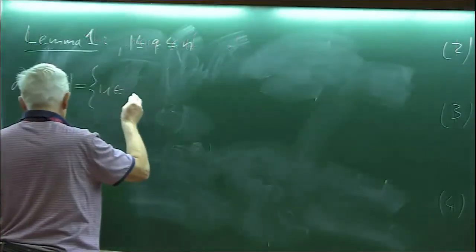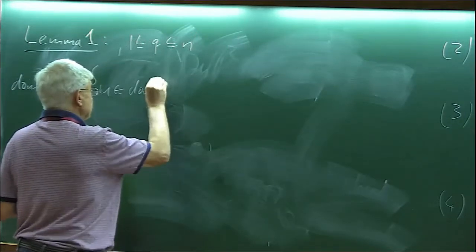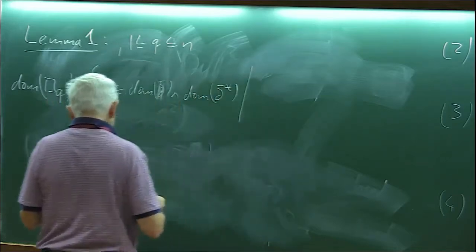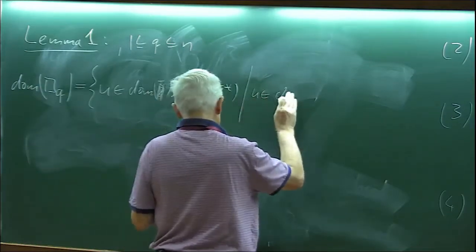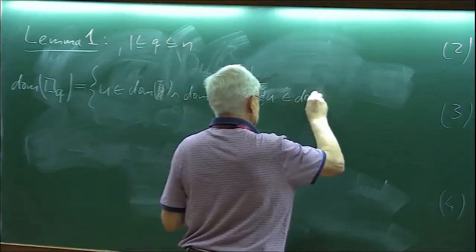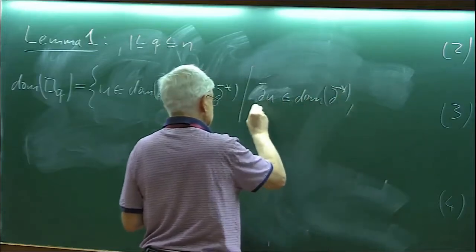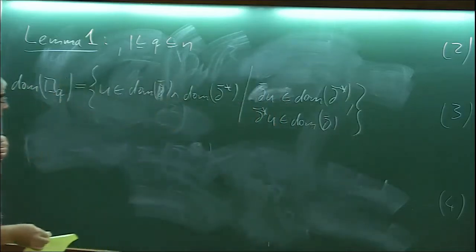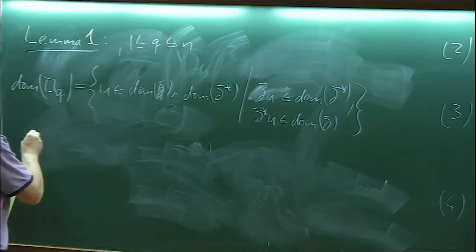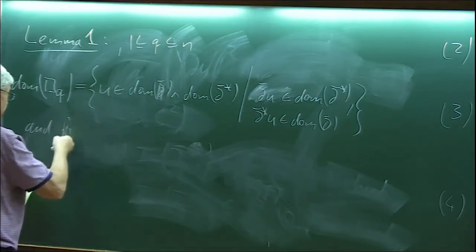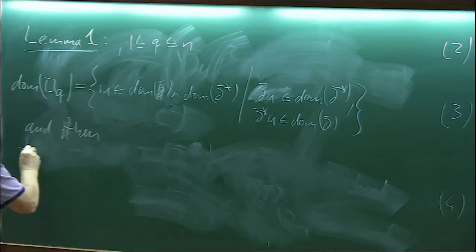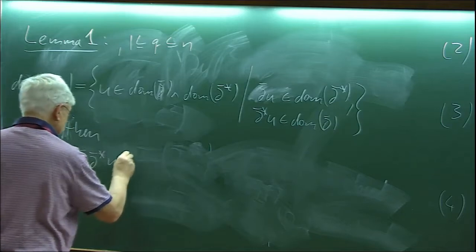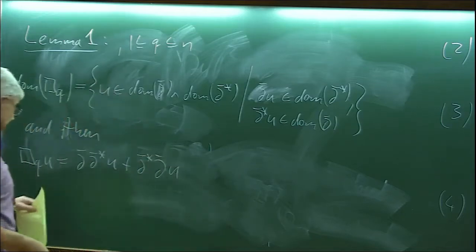this domain is, well, first of all, U has to be in the domain of d bar intersect the domain of d bar star, so that now d bar U is in the domain of d bar star, and d bar star U is in the domain of d bar. And then, if U is in this domain, box Q U is, like what I said, we think it should be d bar star U plus d bar star d bar U.